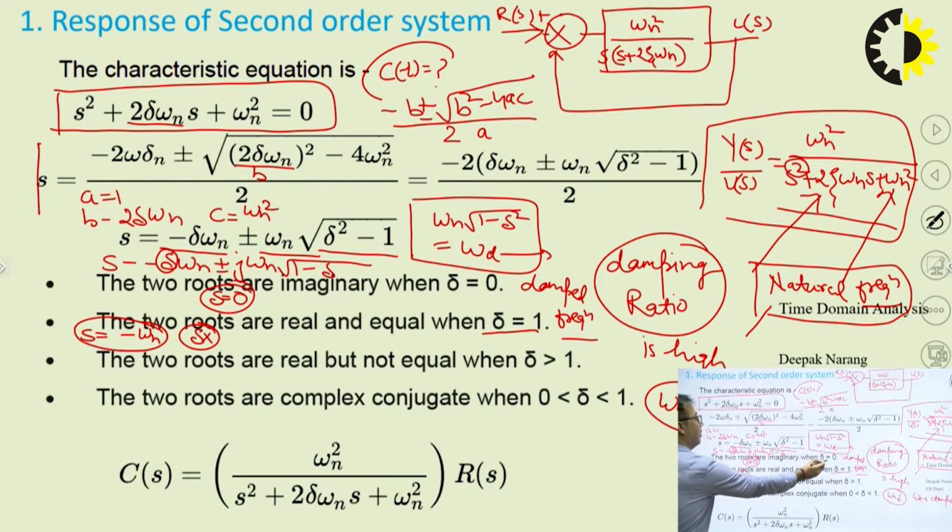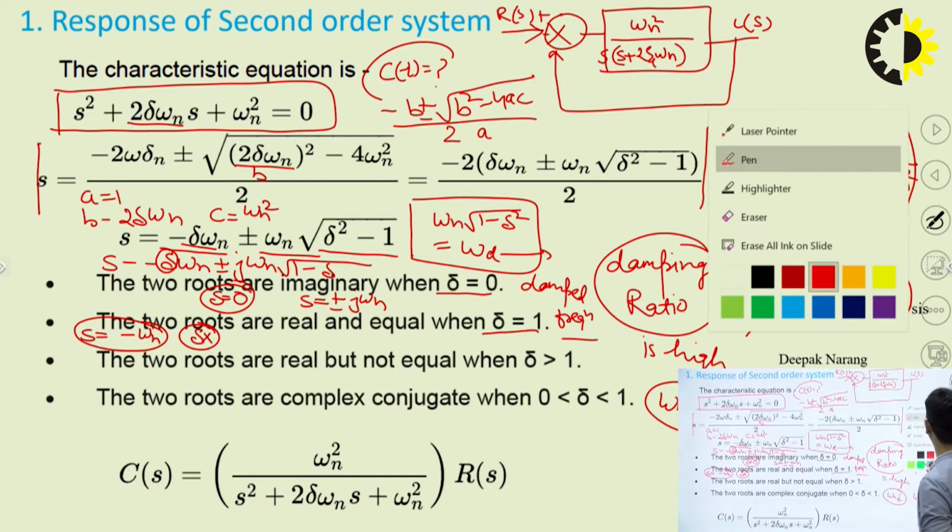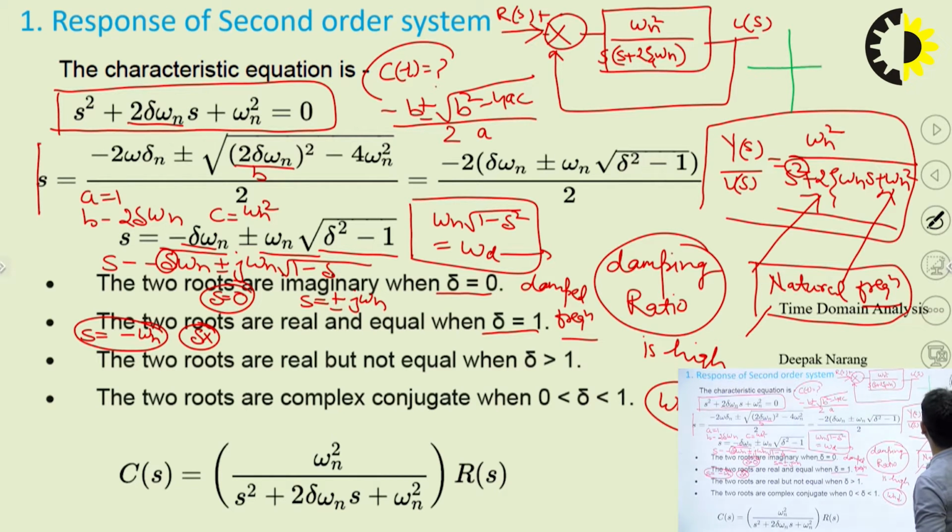Now considering this case, when damping is equal to 0, if we put damping as 0, okay, then we see we get roots as s is equal to plus minus j omega n. It means the poles of the system, if I draw here, the poles of the system are lying on this imaginary axis, and when the system poles lie on this imaginary axis, the response is completely oscillatory.